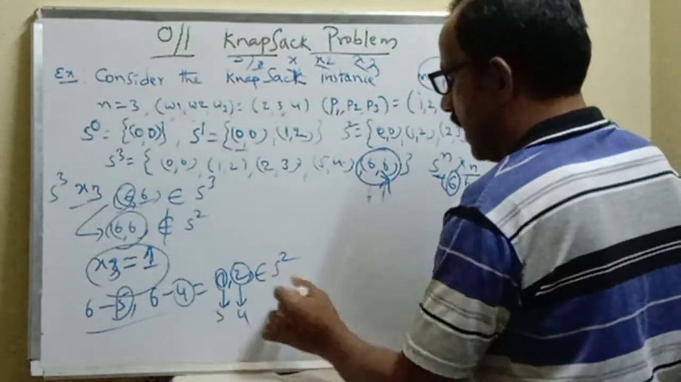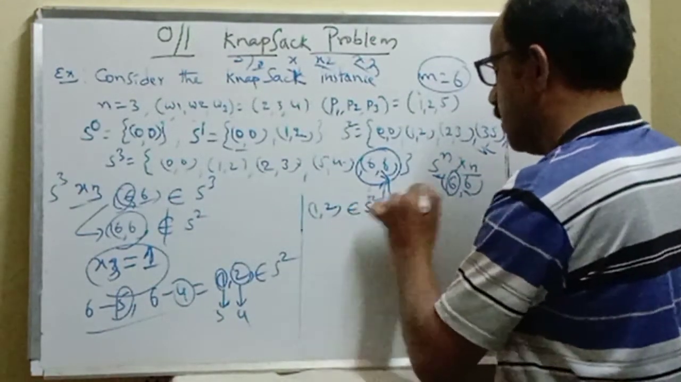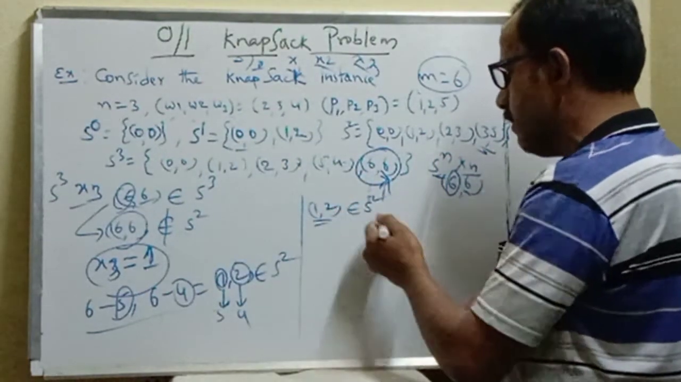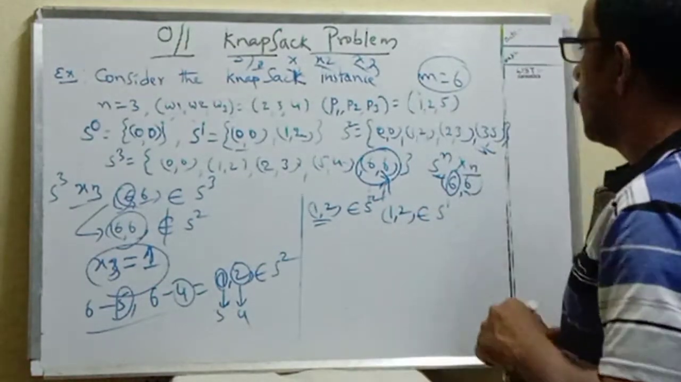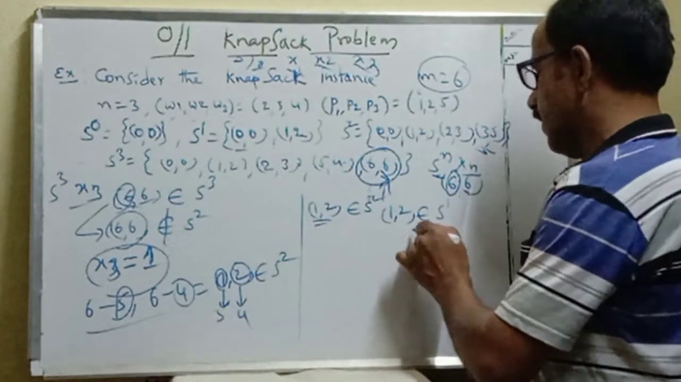Now we got 1 comma 2. So this 1 comma 2 is belonging to S2 now. Immediately verify, same concept. After selecting 1 comma 2 in S2, verify whether 1 comma 2 is there in S1 or not. What is S1? Yes, 1 comma 2 is there.